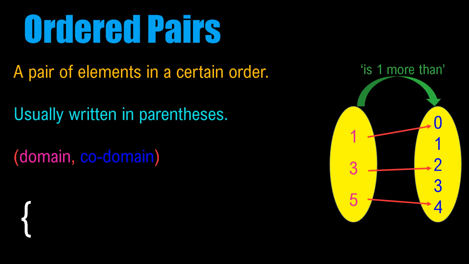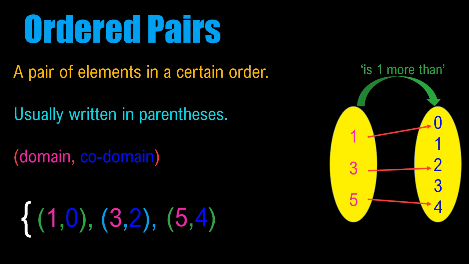So we put our curly brackets first, and we're going to take the elements that link from the first set to the second set. So in the example, 1 is linked to 0. We put that in parentheses separated by a comma. 3 is being linked to 2, so we put that in parentheses separated by a comma. 5 is being linked to 4, so we put that in parentheses separated by a comma, and we end our set with a curly bracket.